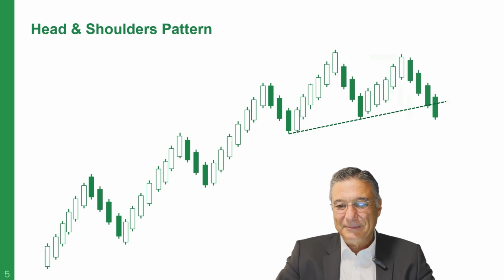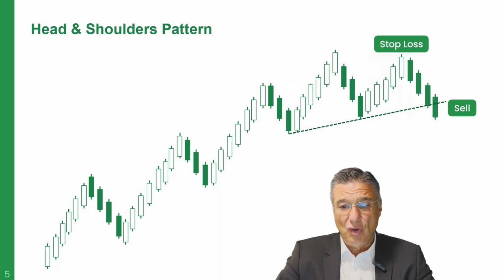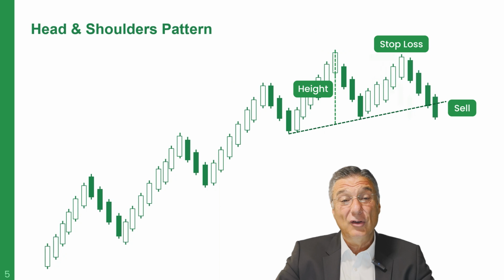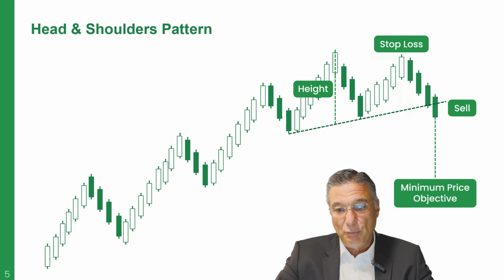Excellent. How do we trade that? Well, we place a sell order right below the neckline and a protective stop loss right above the right shoulder. How do we calculate the potential take profit? Well, Head and Shoulders has its own way of doing that to estimate the potential profit level. We take the height of the structure, which is the distance between the head and the neckline, and then we project it from the breakout point. That is the minimum price target, as it's called in Head and Shoulders pattern terminology.